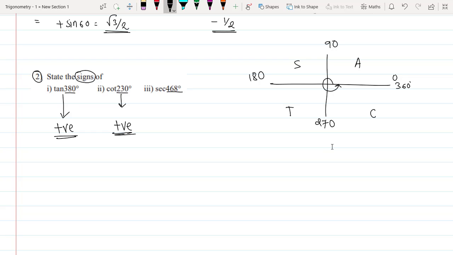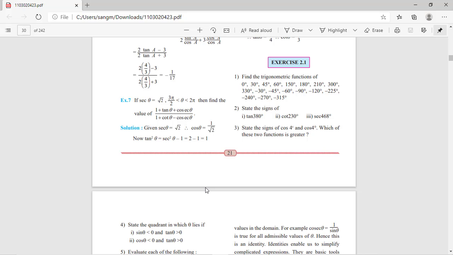So it's positive. That's great. 468: this is 360 plus 90, that is 450. Adding 90 again to 450, this becomes 540. Right? Yes. So 468 is lying somewhere in the second quadrant. In the second quadrant only sine and cosec are positive, but we have sec, so it is negative. Are you getting it? Great. That's it. This is the second question. Now let's see the third one.